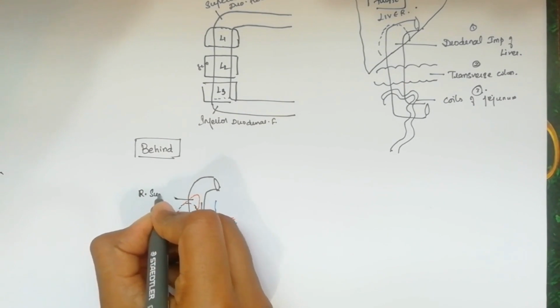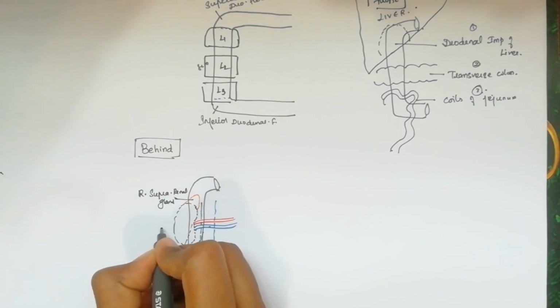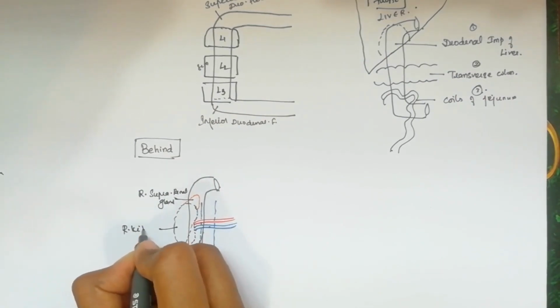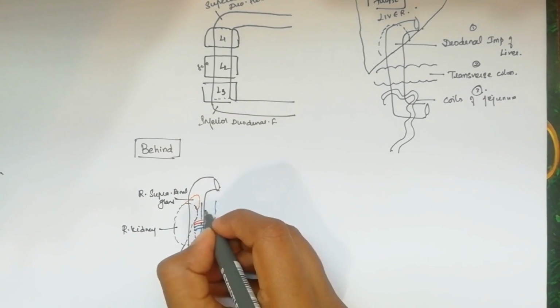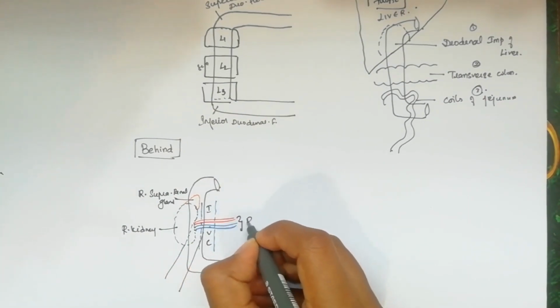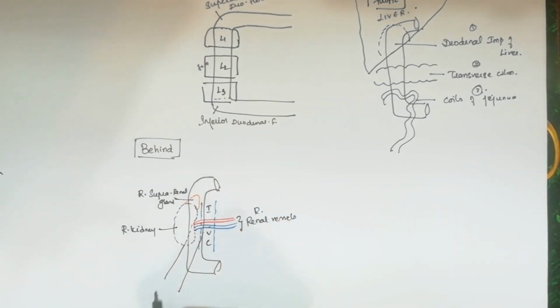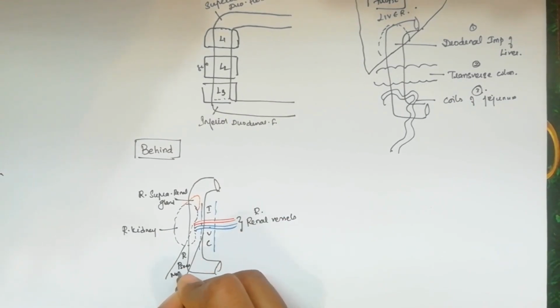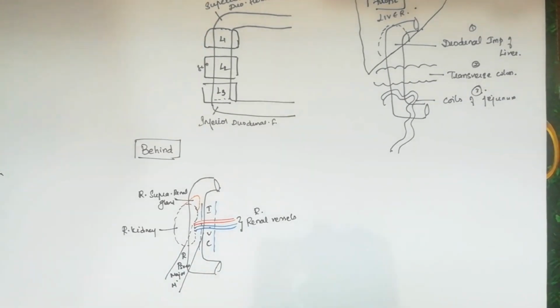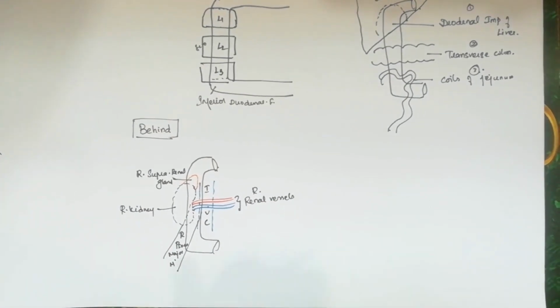right suprarenal gland, and then we have got right kidney, we have got inferior vena cava, and we have got renal vessels of right side, right renal vessels, and we have got right psoas major muscle. So these are the structures which are related in the posterior aspect of second part of duodenum.